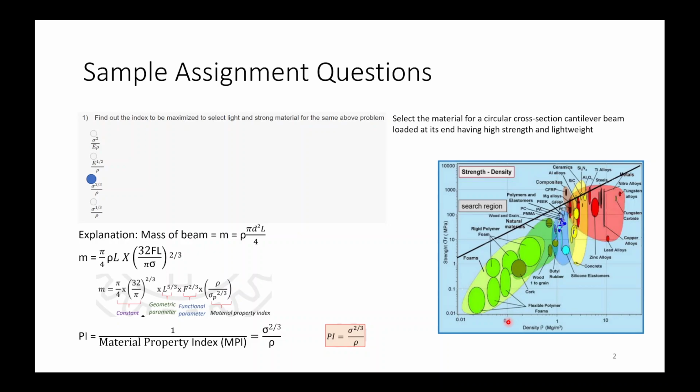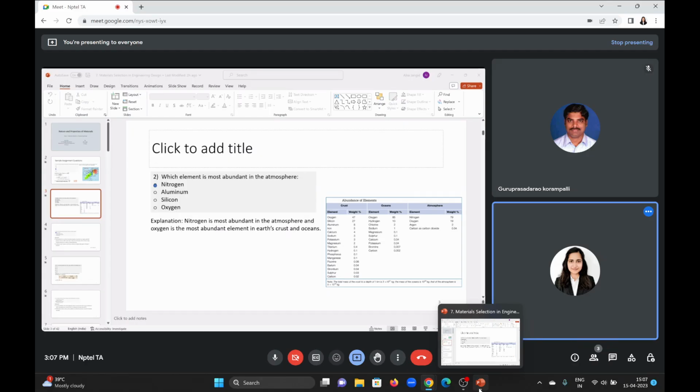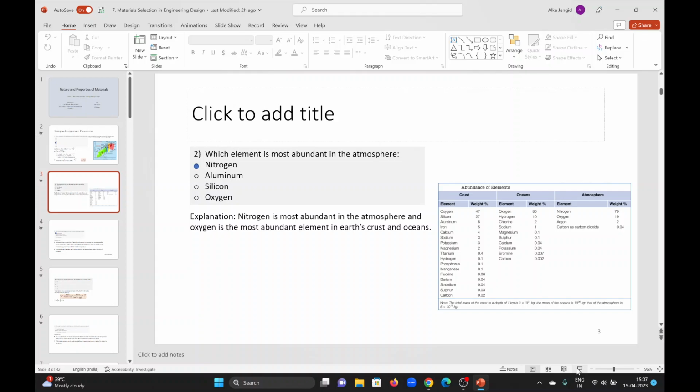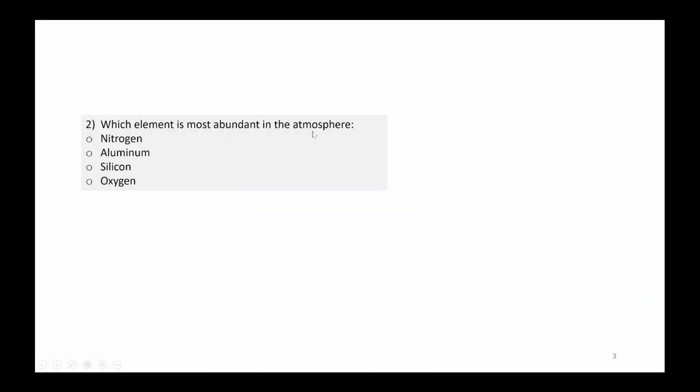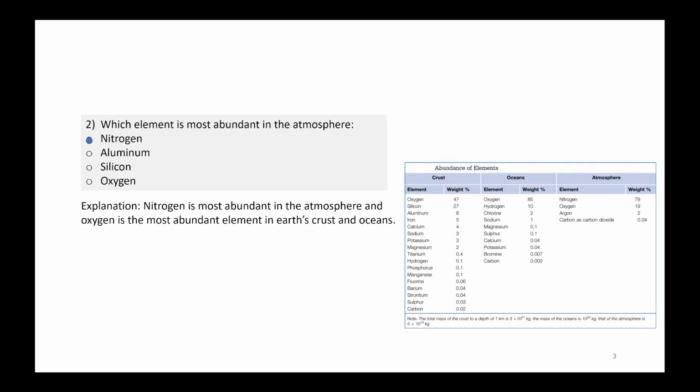Now for the second question. Your question is, which element is most abundant in the atmosphere? Your options are nitrogen, aluminium, silicon, and oxygen. And it's very easy, so the answer will be nitrogen.